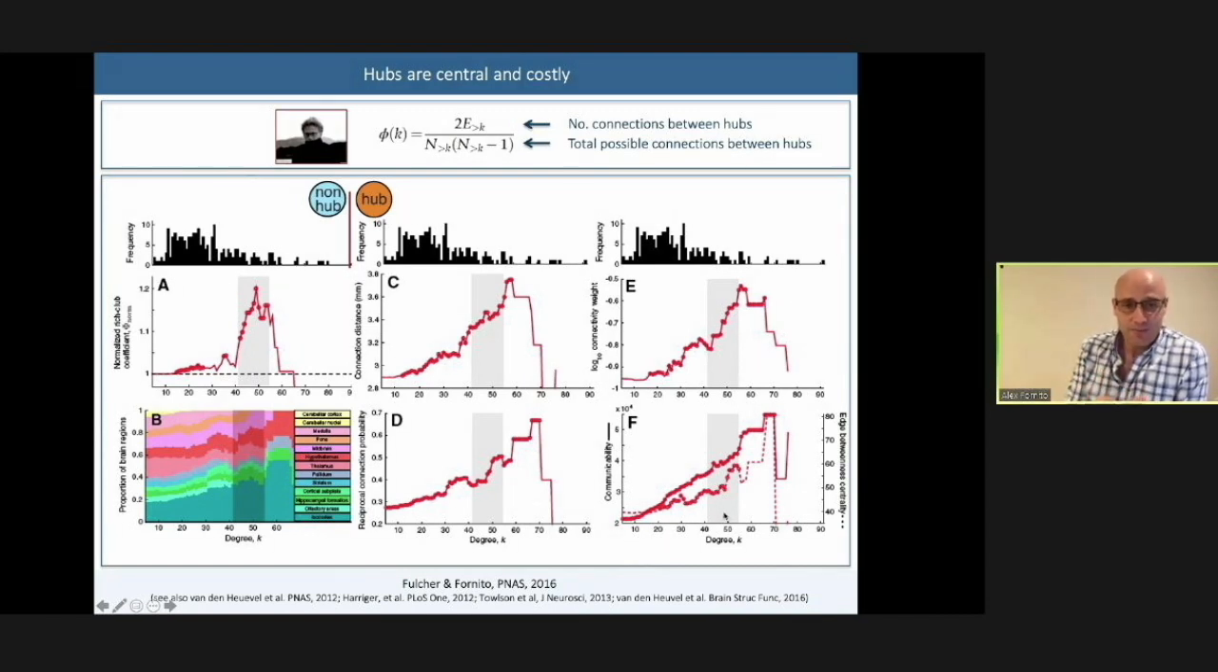Now, this is some data from our own analyses in the mouse brain, but this is not new, this idea that connections between hubs are very costly but functionally valuable. This has been shown quite a lot in a lot of different species with connectomes mapped using different techniques. And I've got some citations here. A lot of this work has been led by Martijn van den Heuvel and Olaf Sporns.